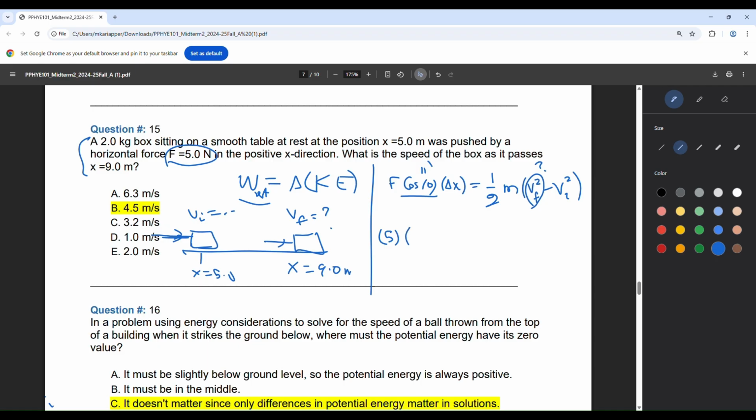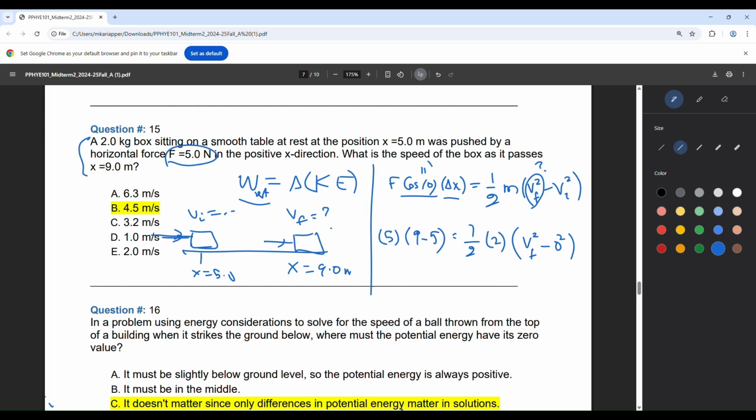Delta x is equal to, tell me what is delta x. Is it 5 or is it 9? 9 minus 5. Okay, because that's a catch here, 9 minus 5. Delta x is equal to that. Half, mass is equal to 2 kilogram. Final velocity is unknown. Initial velocity is 0. That's it. You can do simple algebra and bring Vf as the subject and calculate Vf.